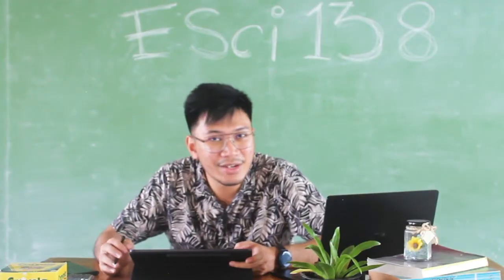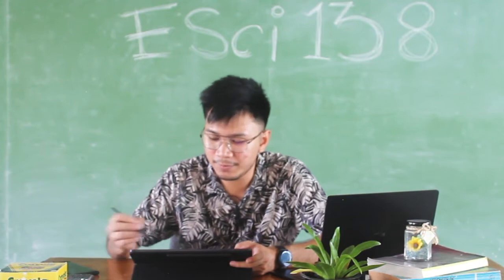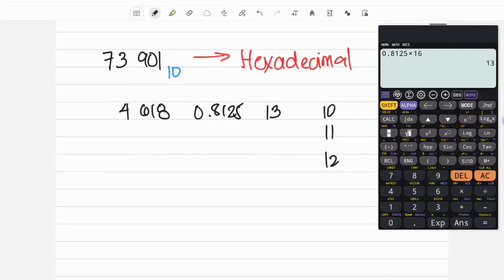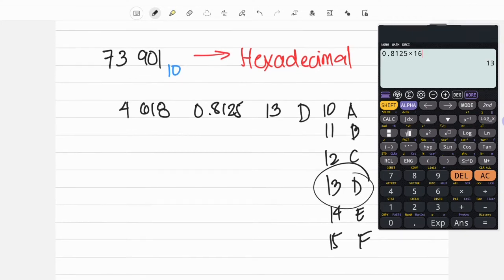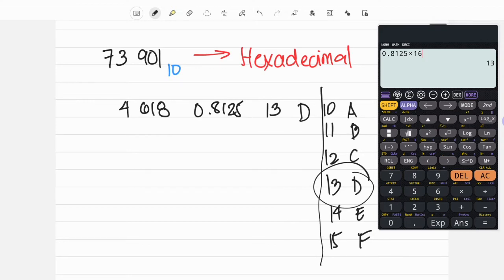And there is no single digit 13 in hexadecimal, right? For 10, 11, 12, 13, 14, and 15, we use A, B, C, D, E, and F. Since this is 13, that is D. Okay? Next, 4,618 divided by 16 is 288, with a decimal of 0.625. Multiplying 0.625 by 16 gives 10, and 10 is A.